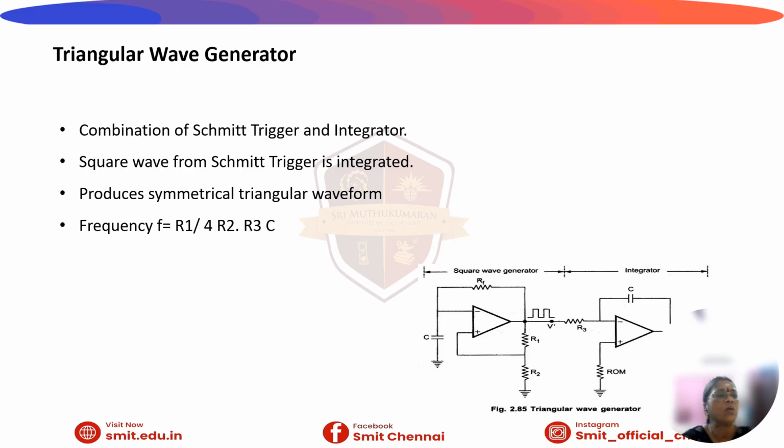The characteristics of the wave are given as below. Frequency f is equal to R1 by 4 R2 R3 into C. The peak to peak amplitude of the triangular wave, VPP, is given as 2 into R2 by R1 into Vsat. The common applications of the triangular wave generator are testing and calibration equipment, audio synthesis and signal generation, and pulse width modulation and thyristor firing circuits.